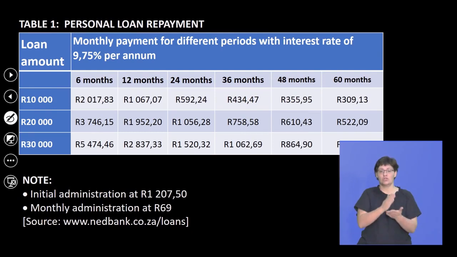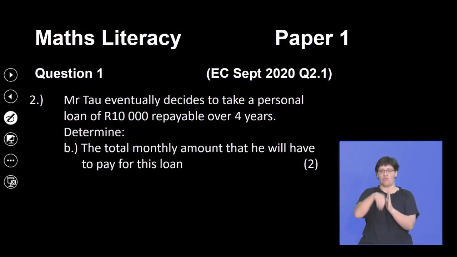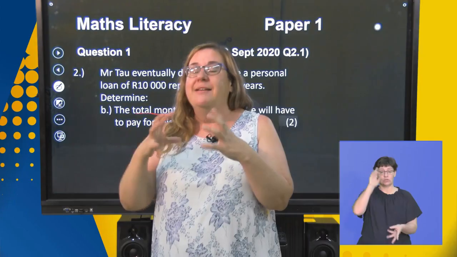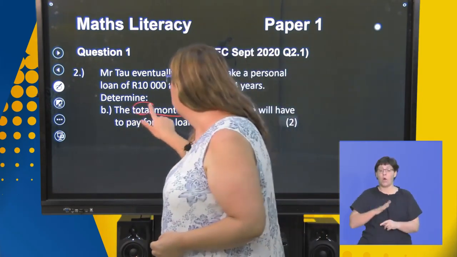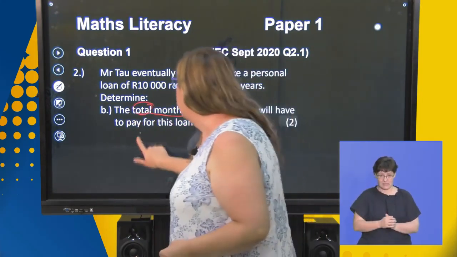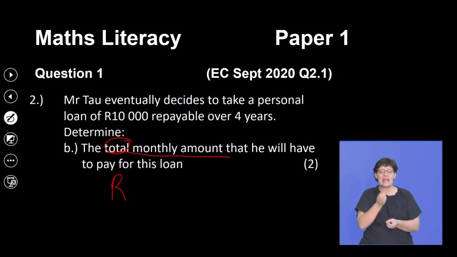Okay, table again. So he eventually decides to take out a personal loan. Okay, the second part. The total monthly amount that he will have to pay for his loan. So we want to know the total monthly amount. Now, within the question, they're actually giving you some hints. So we're looking at a total and a monthly amount. So I'm going to be looking for the amount of money that he's paying per month.